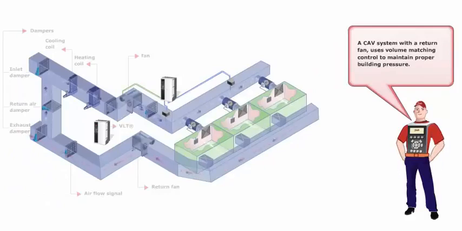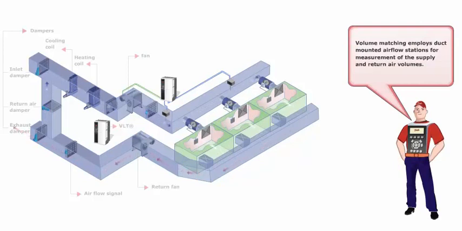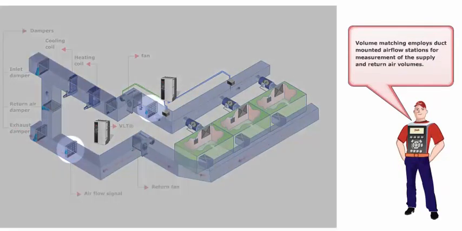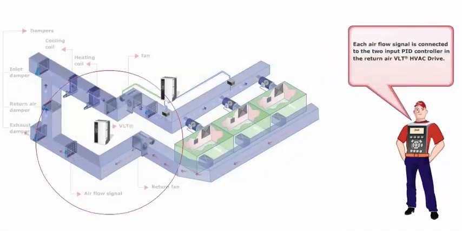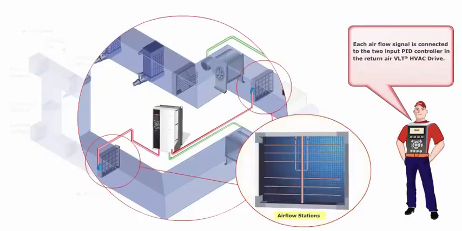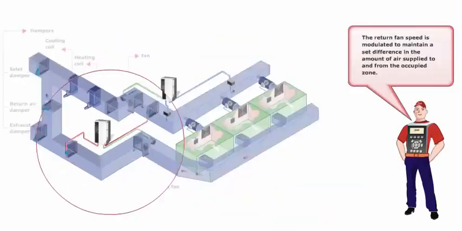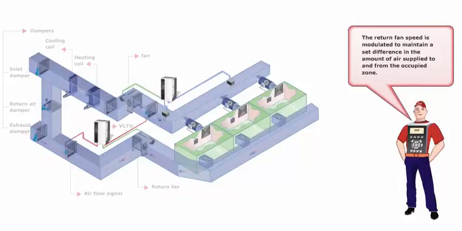A constant air volume system with a return fan uses volume matching control to maintain proper building pressure. Volume matching employs duct-mounted airflow stations for measurement of the supply and return air volumes. Each airflow signal is connected to the two-input PID controller in the return air VLT HVAC drive. The return fan speed is modulated to maintain a set difference in the amount of air supplied to and from the occupied zone.